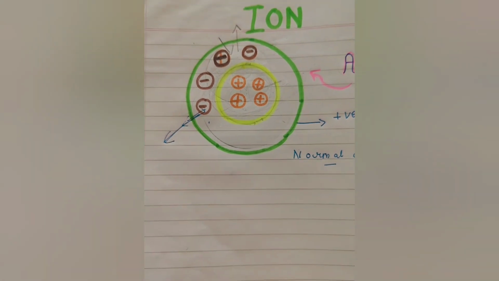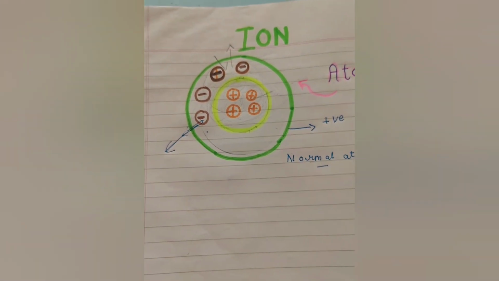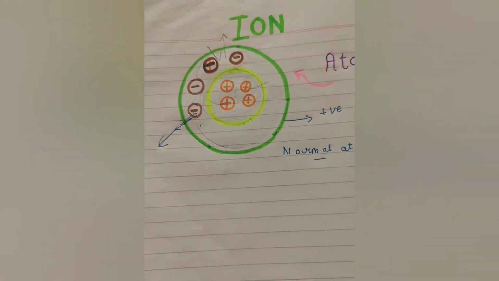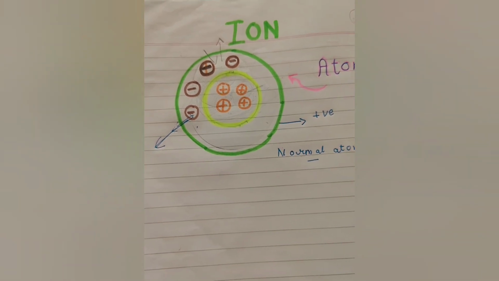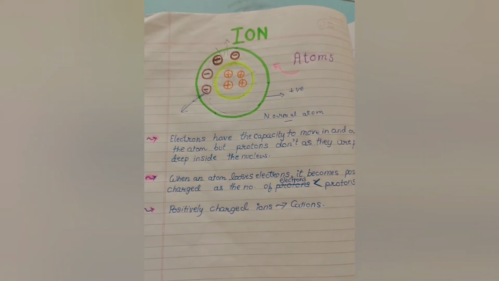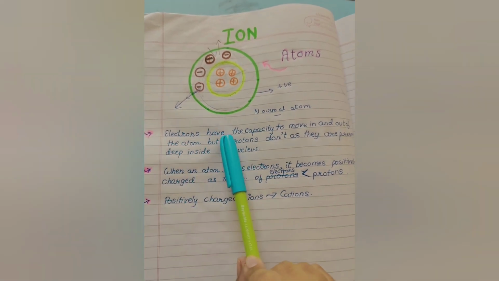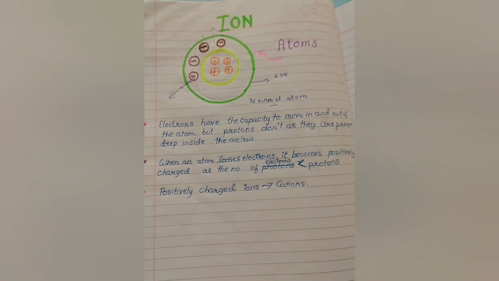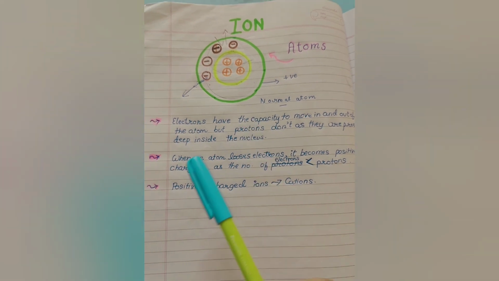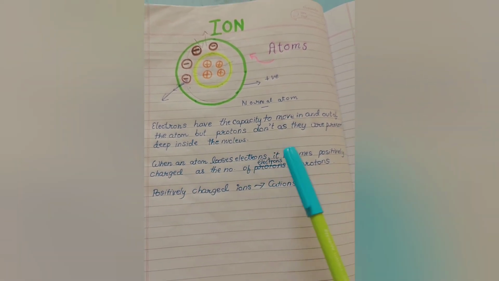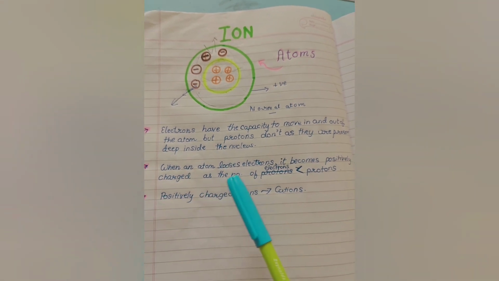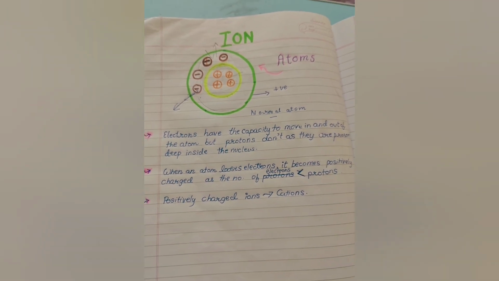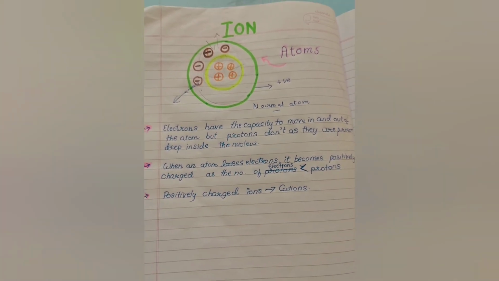So when do we say that an atom has become positively charged? When the number of electrons is less than the number of protons, or when the number of protons is more than the number of electrons. So up till now we learned that electrons have the capacity to move in and out of the atom, but protons don't, as they are present deep inside the nucleus. And when an atom loses electrons, it becomes positively charged, as the number of electrons becomes less than the number of protons. So it becomes unbalanced.